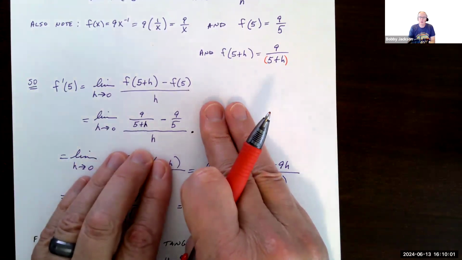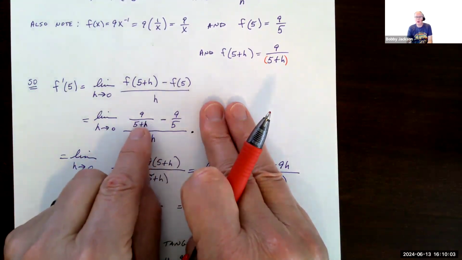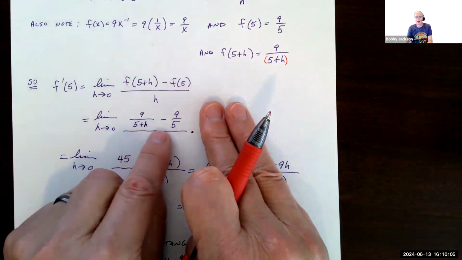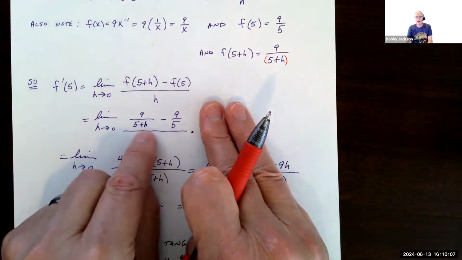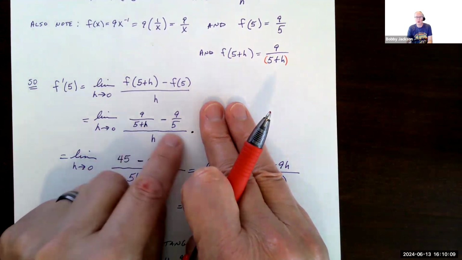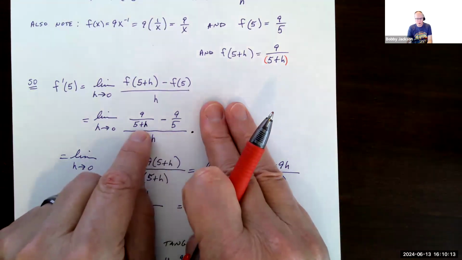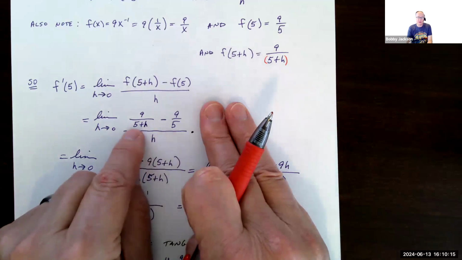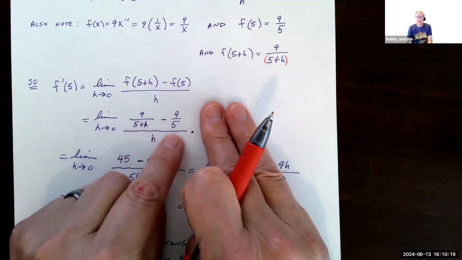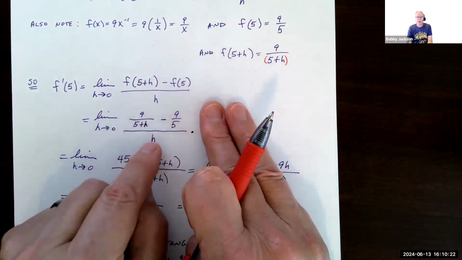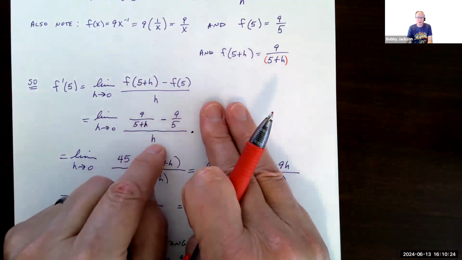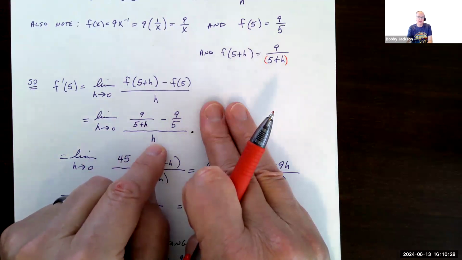So how can we clean this up? There's two ways you can go. You can combine the numerator as one fraction. Of course, you'll need a least common denominator to do that, which is just 5 times 5 plus h, since these two denominators have no common factors. You can combine that as one fraction, and then dividing by h is the same as multiplying by 1 over h. I show you how to do that in my lecture videos.